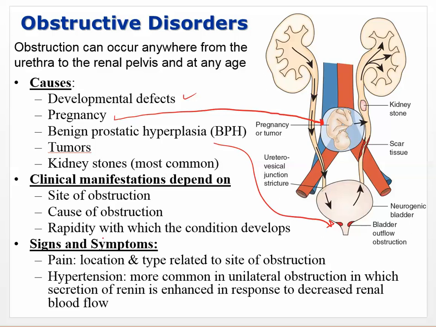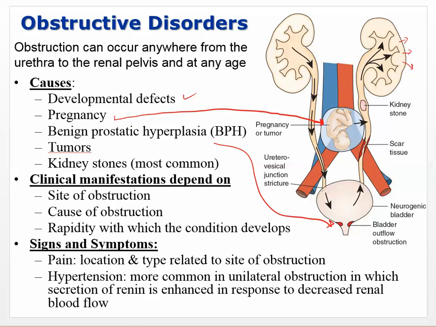So signs and symptoms: pain and type related. Hypertension is another problem when it comes to obstructive disorders. When you're reducing urine flow, a lot of times the kidneys will misinterpret that as needing to conserve more water. So your renin, angiotensin, aldosterone system may be activated, and then you'll reabsorb more water back into the body. That can take place in specific circumstances.